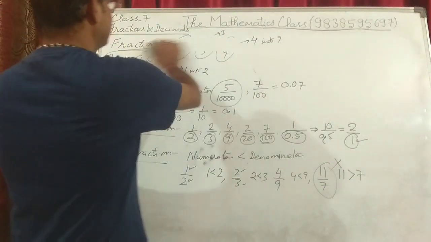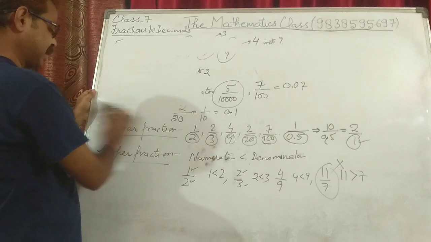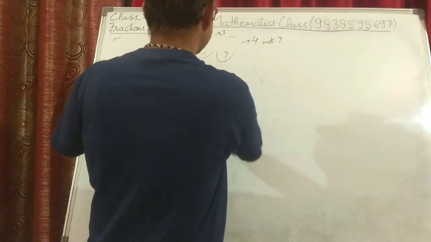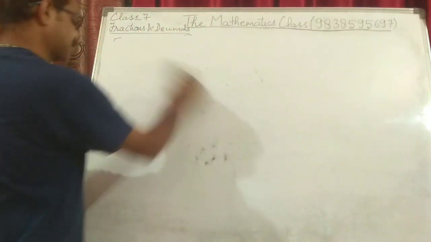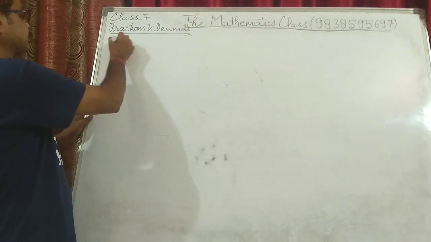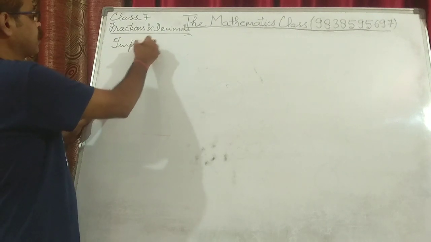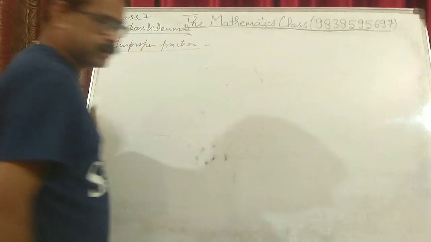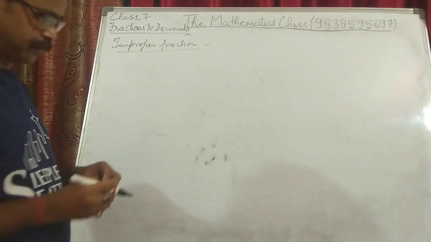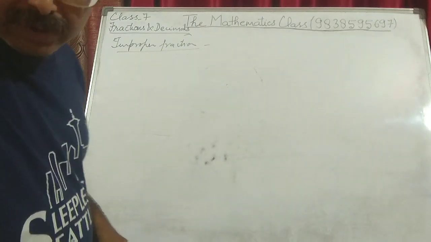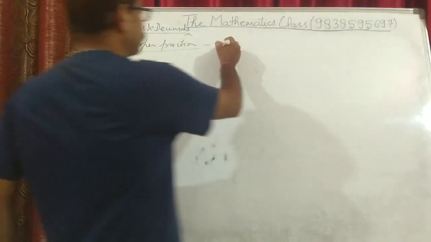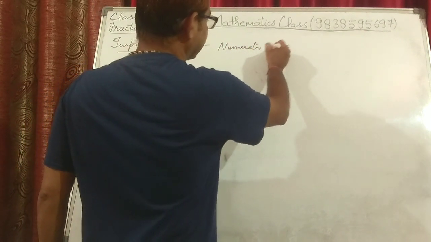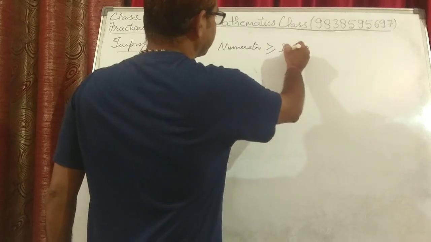Now we move on to the next topic, that is improper fraction. So what are improper fractions? What is an improper fraction? A fraction in which the numerator is greater than or equal to the denominator.